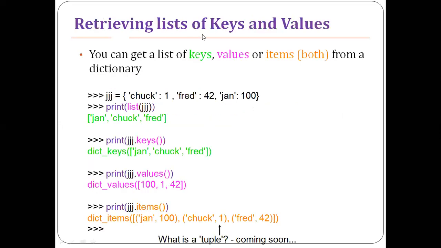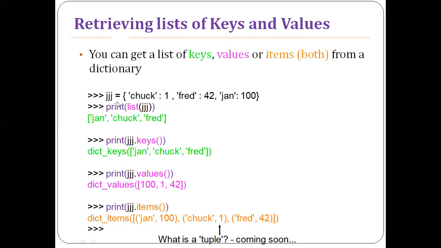So how to retrieve a list of keys as well as the values, right? You can retrieve separately the keys as well as the values. You can get a list of keys, values and the items from a dictionary. So not only can you get the keys, but you can also get the values, or you can get both, that is the keys as well as the values, from a dictionary.